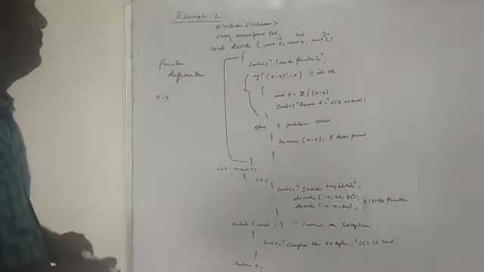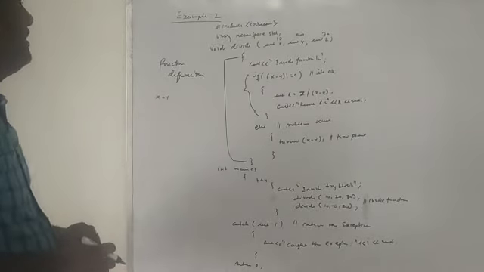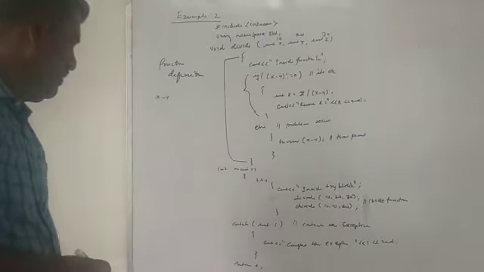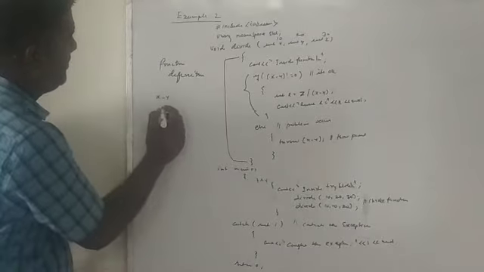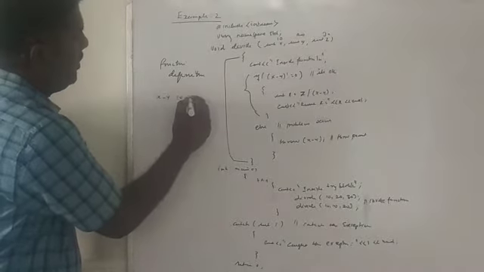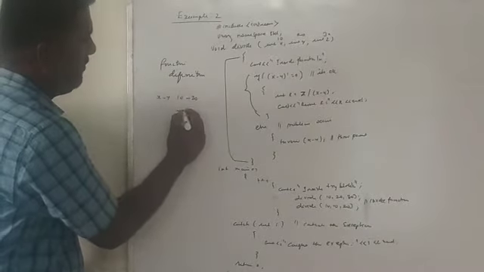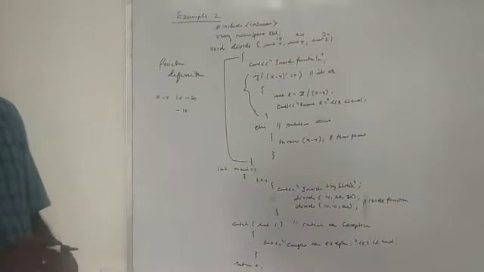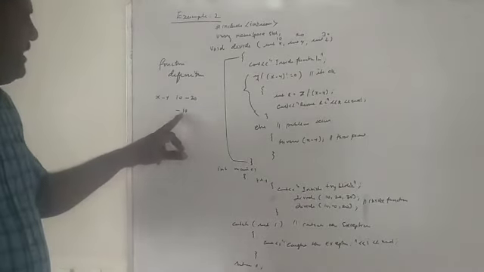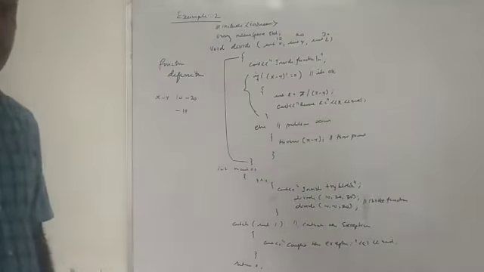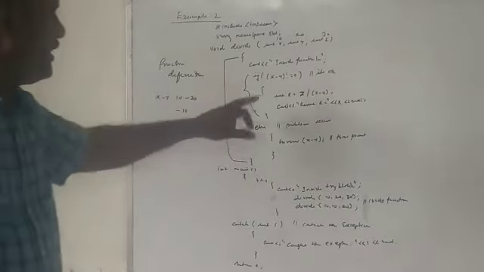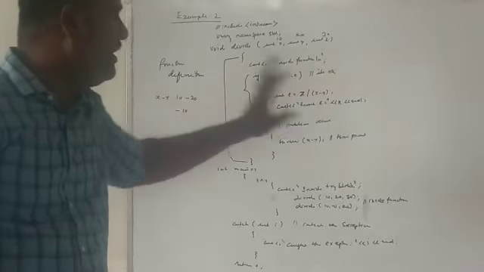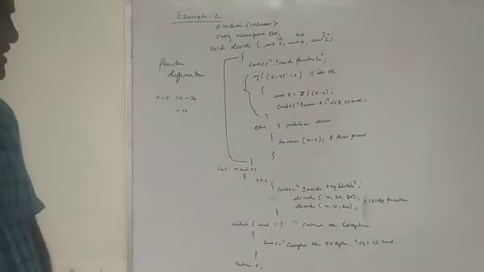What is meant by x minus y? The x value is 10 minus the y value 20, so we get the value of minus 10. Minus 10 is not equal to 0, so we execute this statement, which finally produces the answer.